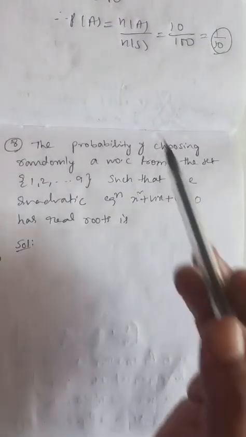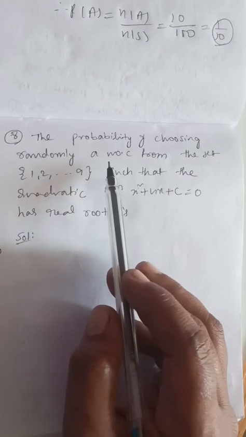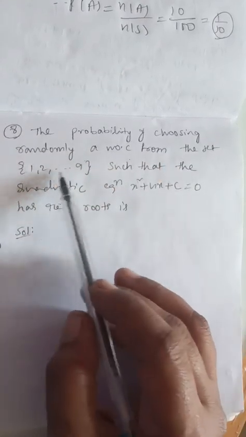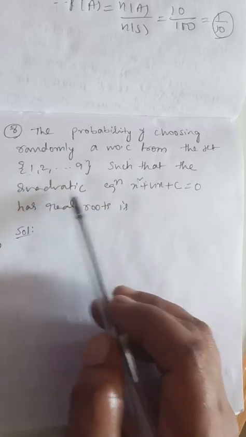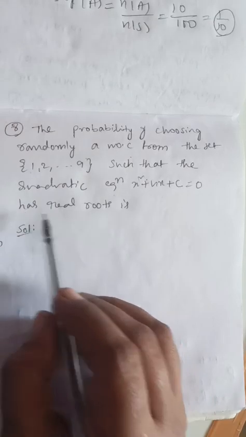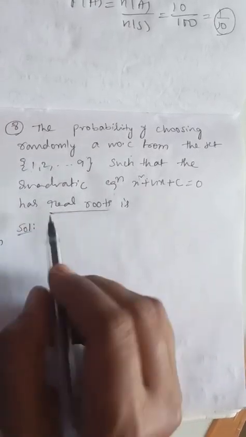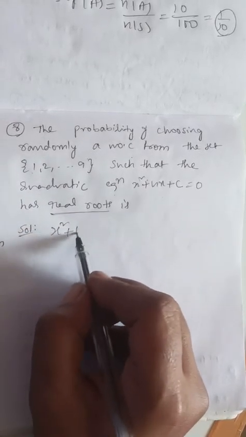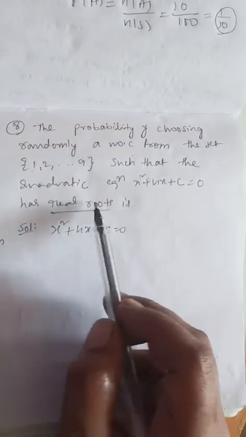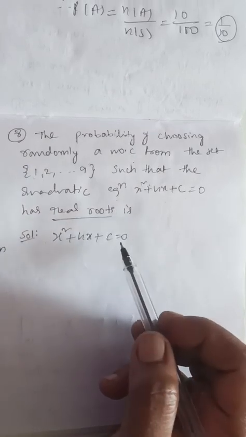Next question. The probability of choosing randomly a number c from the set of 1, 2, 3, and so on up to 9, such that the quadratic equation x square plus 4x plus c equal to 0 has real roots. So the given quadratic equation is x square plus 4x plus c equal to 0. This equation has real roots. This is the given clue for this sum.